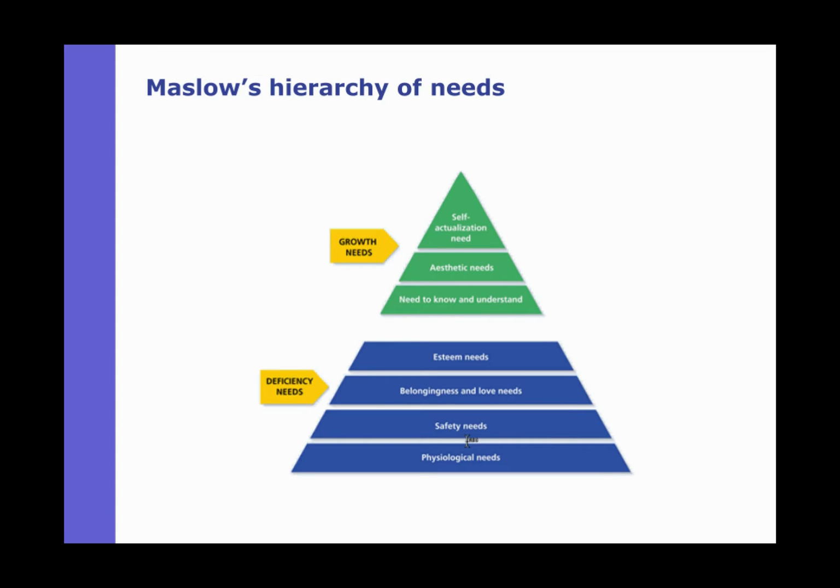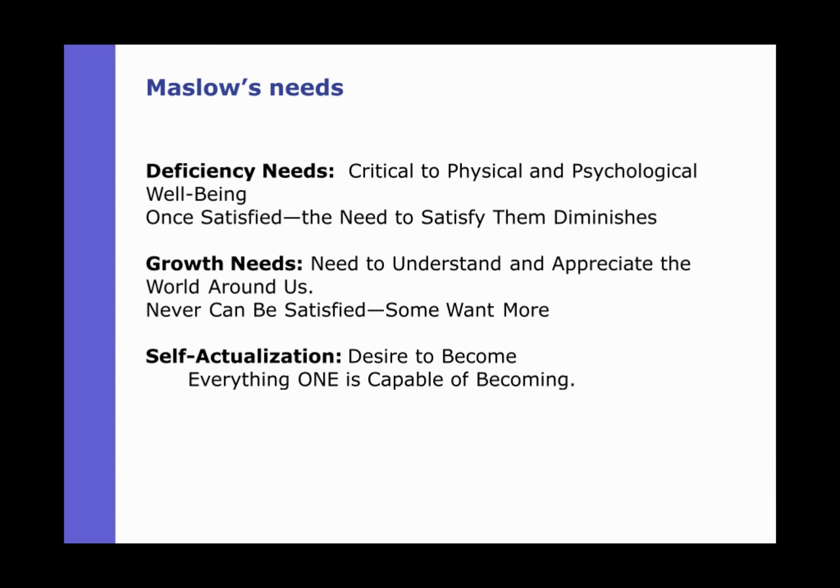Self-esteem, belongingness, and love. As a teacher, there's not a lot you can do. You can't take every kid home with you, but you can make sure that those needs are met, because it's much easier to get up to growth needs if your deficiency needs are met. Deficiency needs are critical to physical and psychological well-being. Once satisfied, the need to satisfy them diminishes, so you don't worry about them as much.